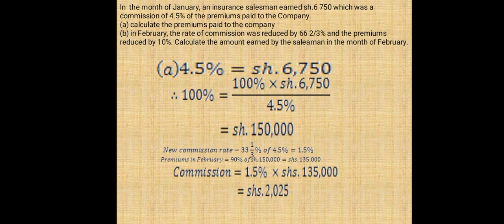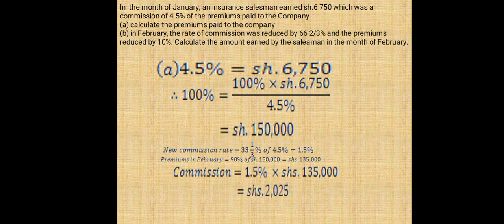In the month of January, an insurance salesman earned 6,750, which was a commission of 4.5% of the premiums paid to the company. A. Calculate the premium paid to the company. B. In February, the rate of the commission was reduced by 66 and 2/3%, and the premiums reduced by 10%. Calculate the amount earned by the salesman in the month of February.